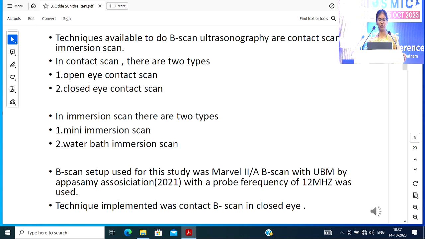The B-scan setup used for this study was the Marvel B-scan with ultrasound biomicroscopy by APOS Association, with a probe frequency of 12 MHz.